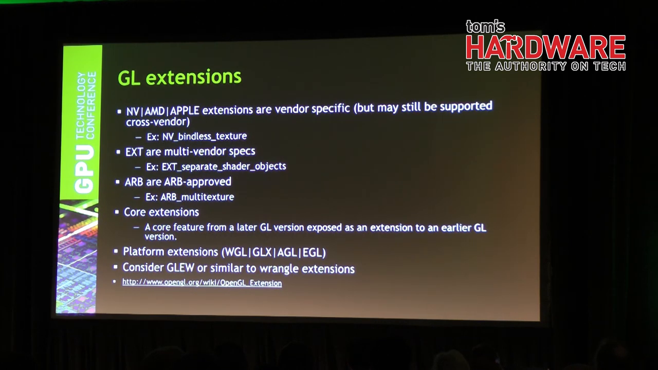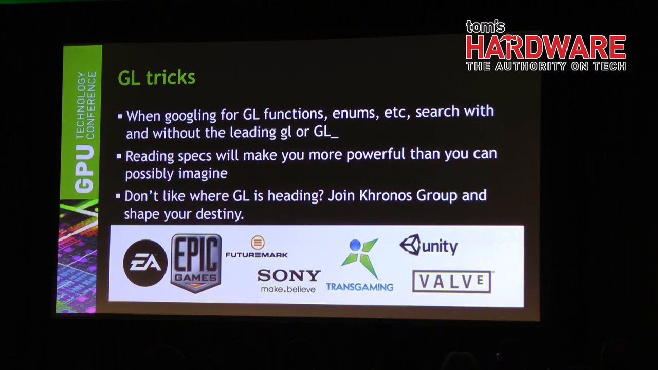In terms of extensions, there are multiple types, from things that are vendor specific to things that are available on multiple vendors. There are things that have been approved by Khronos, and there are core extensions. Core extensions are something that was enabled for a later version of GL, but gets pushed back down. There are also platform extensions that are tied to the windowing manager. The honest truth is that you really want to wind up using GLEW or something similar to manage whether you have these things available or not. Otherwise, it's not hard code to write, but it just takes a little bit of time.